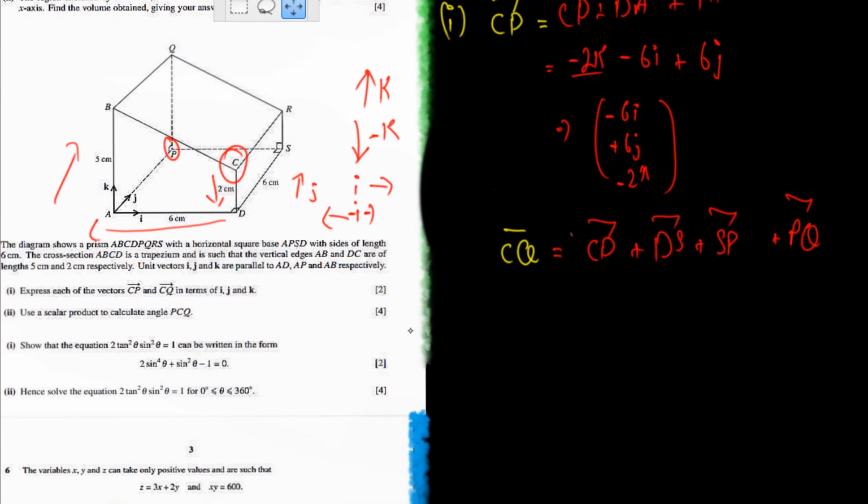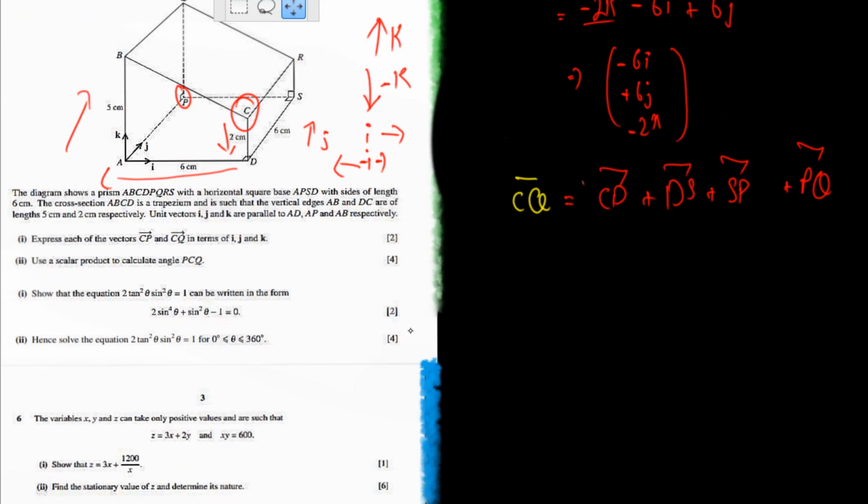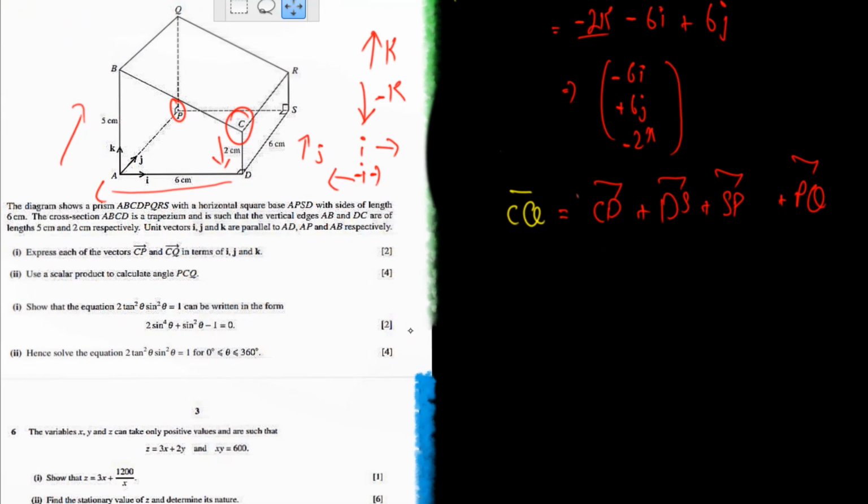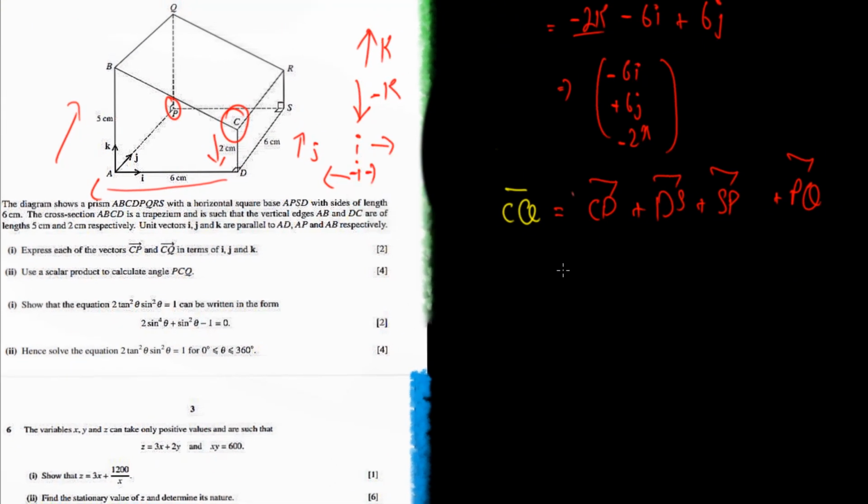Feel free to pause the video and try to understand what's going on. I know vector questions can be tricky, so feel free to pause and rewind and see what I'm actually trying to do. C to D is minus 2k as it was in the first part, and D to S is plus 6j because we are going in the direction of j vector, and S to P is negative 6j because we are going against the direction of j.